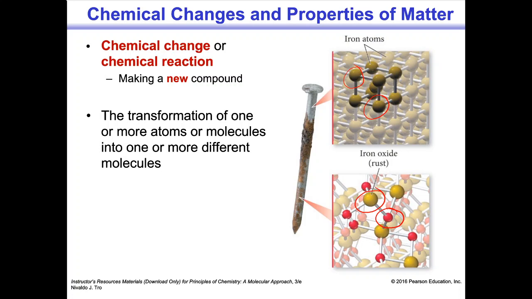Okay, and just before I forget, a chemical property just means you have to change the chemical composition in order to measure that property. Okay, I think we'll have some more examples of that in a moment.